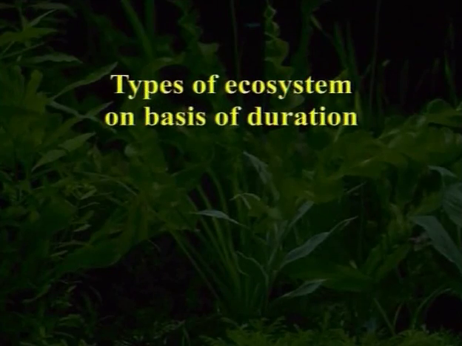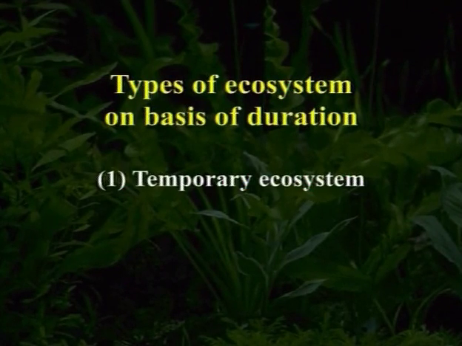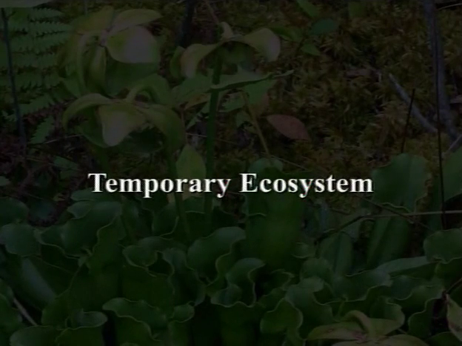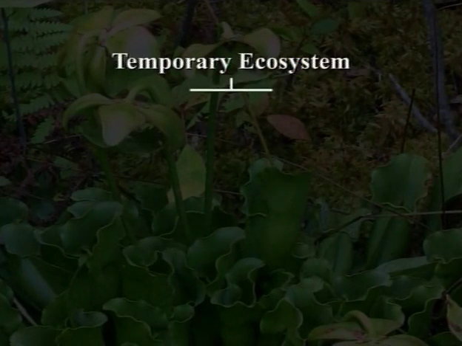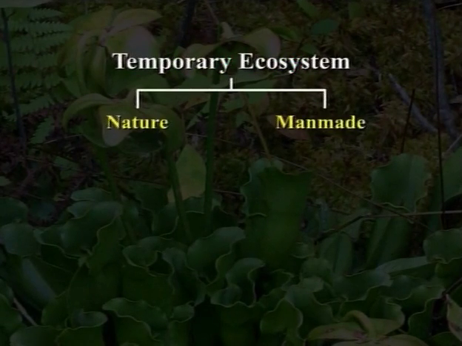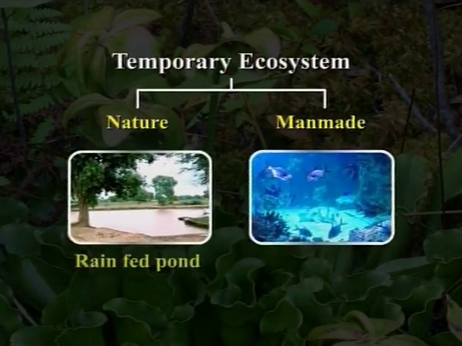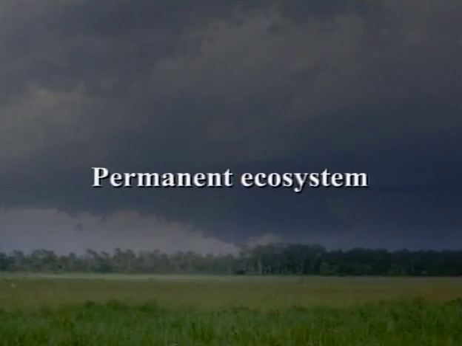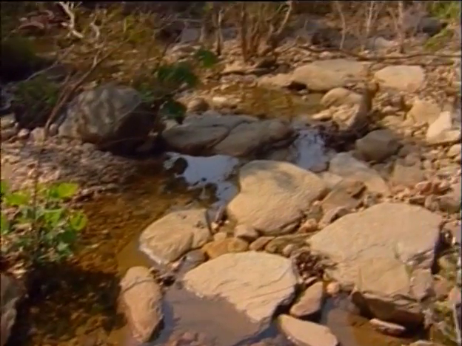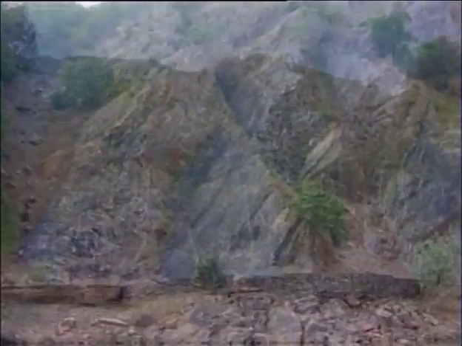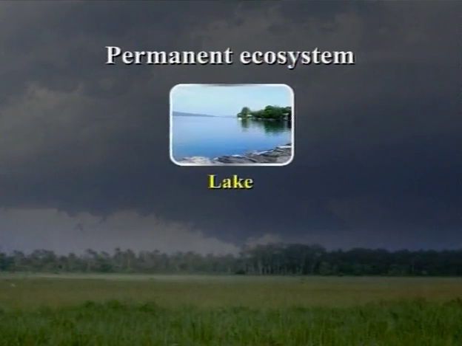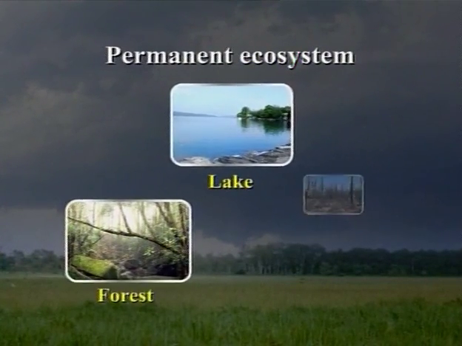Types of ecosystem on basis of duration: temporary ecosystem and permanent ecosystem. Temporary ecosystems are short-lived ecosystems which may be natural or man-made. For example, rain-fed pond or laboratory culture of protozoas. Permanent ecosystems are self-supporting natural ecosystems that maintain themselves for relatively long duration. For example, lake, forest, and desert.